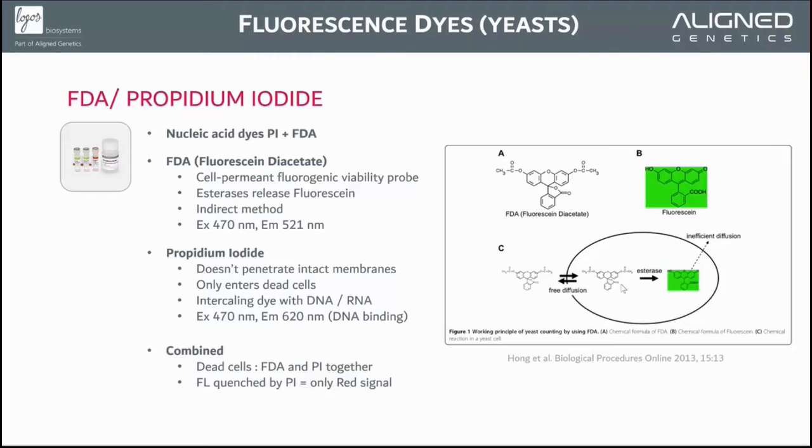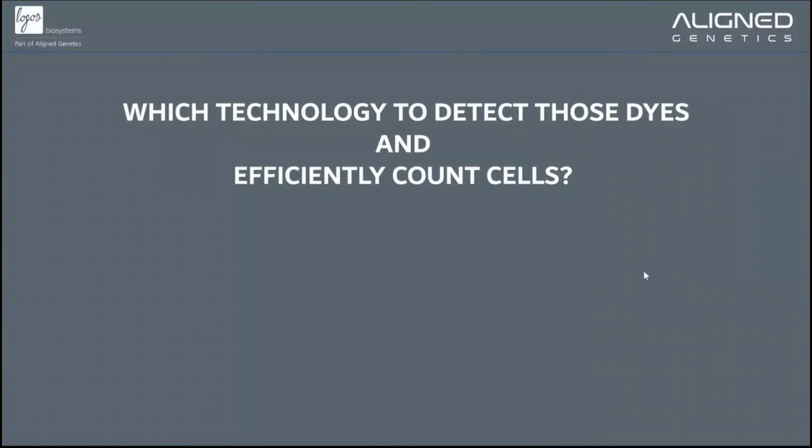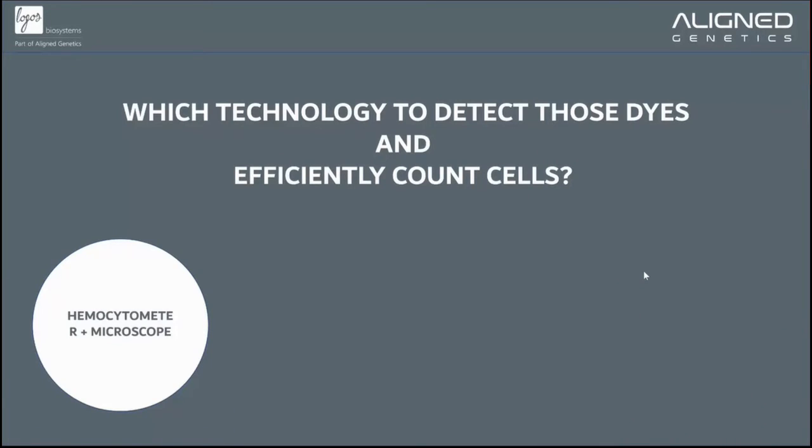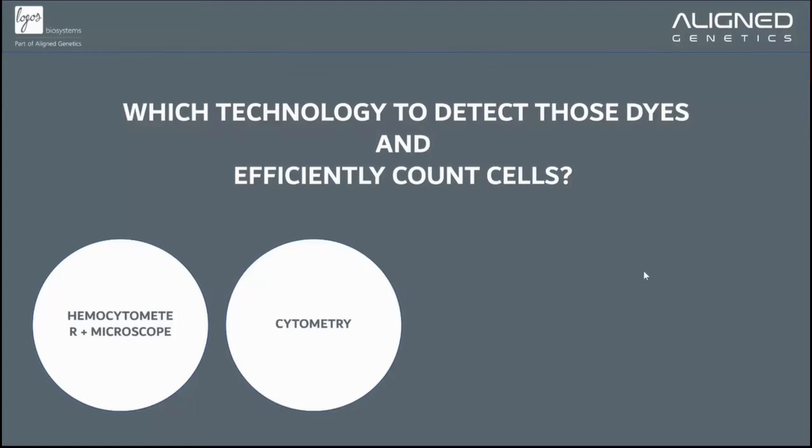We've seen that there are different validated dyes. I didn't cover all the dyes available in the market because that would take too long, but those are the main and the most relevant dyes. Now, which technologies are able to detect those dyes and efficiently count your cells? You have the hemocytometer and a microscope. We discussed it, but it's a non-efficient method. We have the cytometry. You have the possibility to use the cytometers. You're going to get much more information than only the counts. But this is highly expensive, time-consuming, and maybe you don't have access to a cytometer in your lab.